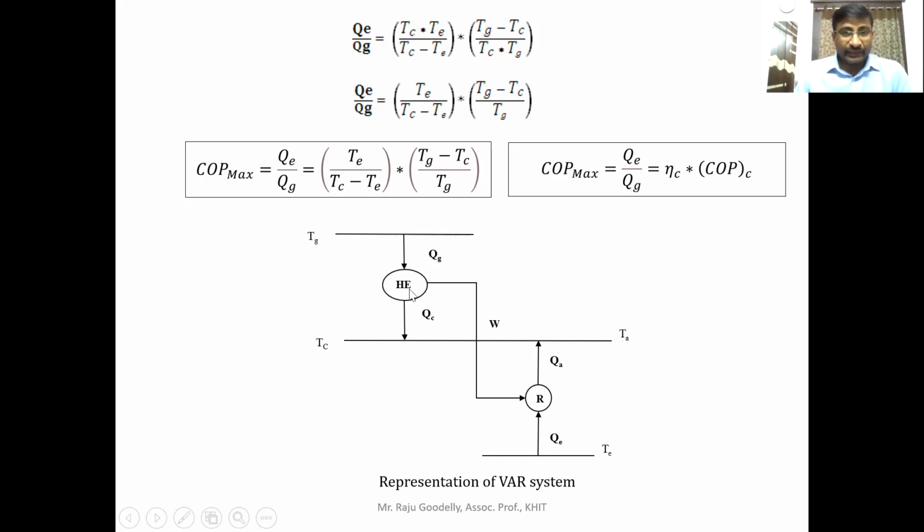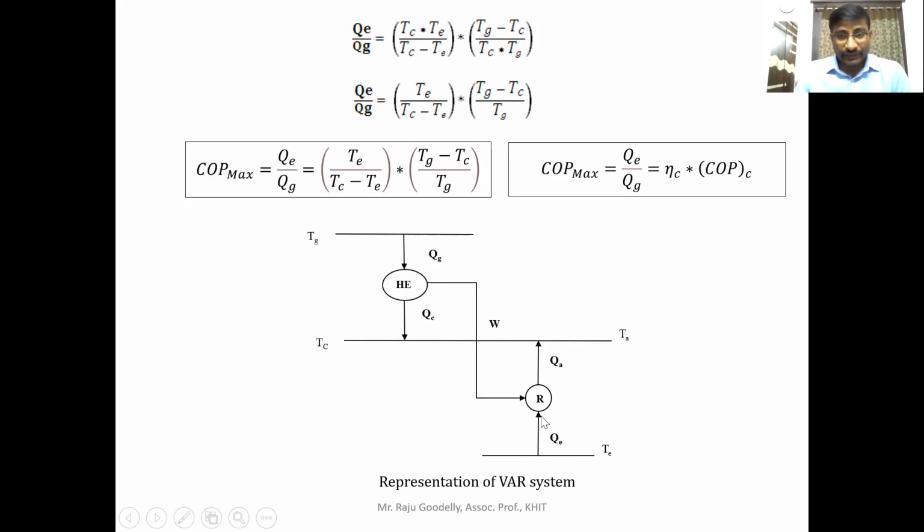Here, the heat engine is operating between TG and TC. QG is the heat given to the generator, or heat given to the heat engine, and QC is the heat rejected in the condenser to the atmosphere or cooling medium. Some work will be produced by the heat engine. The same work will be absorbed by the refrigerator. By absorbing the same work, the refrigerator extracts the heat from the required space in the evaporator.